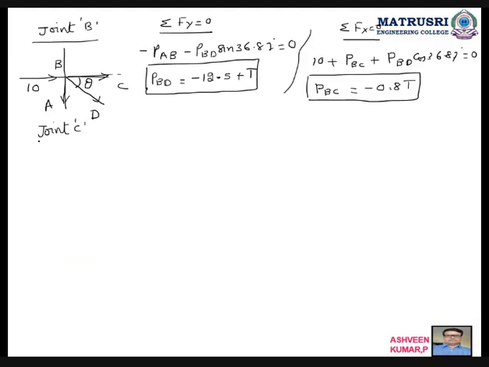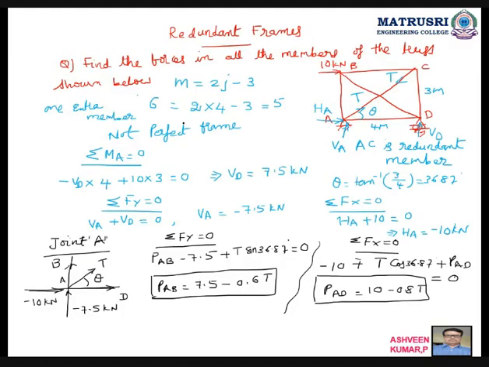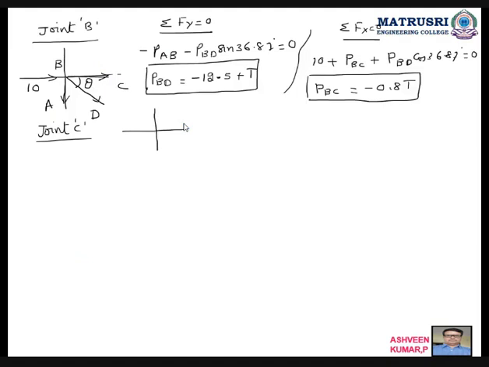Joint C I am taking. So joint C, draw the x-axis and y-axis. Joint C, how many members are there? 3 are there. If I am taking C, this is CB, this is CD, and this is T, at angle theta. What is unknown here? Only CD is unknown.